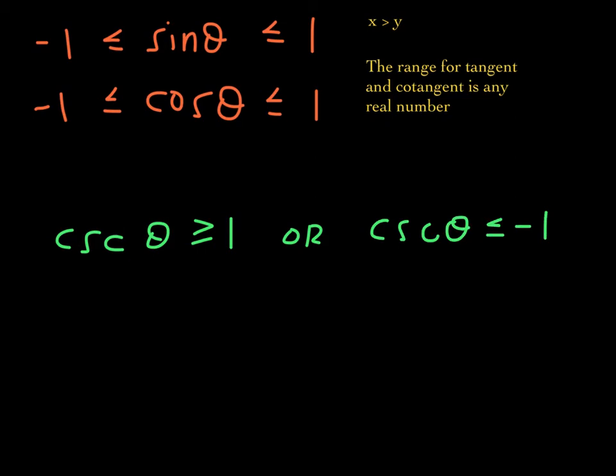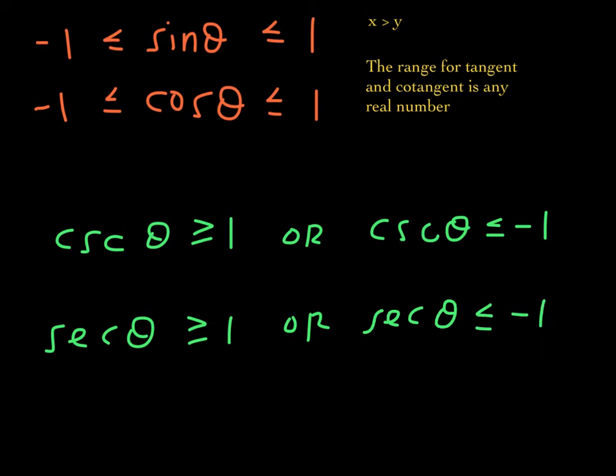Okay, because they're reciprocals. Now, same thing is the case for cosine. If cosine of theta is less than or equal to 1, that means secant of theta will be greater than or equal to 1 because they're reciprocals. Now over here, if cosine of theta is greater than or equal to -1, I have to read this right to left, it's kind of awkward, that means secant of theta will be less than or equal to -1.